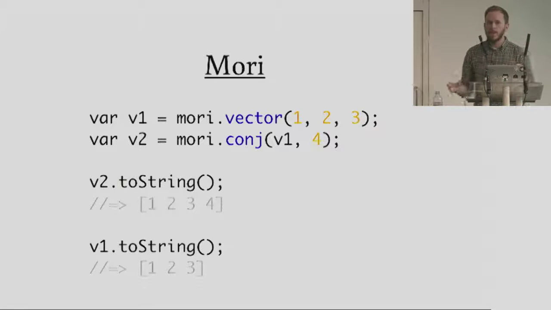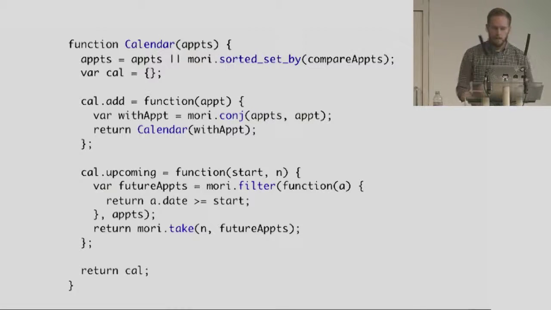So putting this in a slightly more applicable example, here we've got a calendar object. Hopefully that's big enough for everyone. So the appointments of our object are stored in what's called a sorted set. And this is an immutable data structure that allows you to store unique data structures inside of it, right? You cannot have more than one of the same thing in there. And it's also sorted by comparison. So in this example, you can imagine we have a compare appointments function that sorts by date.